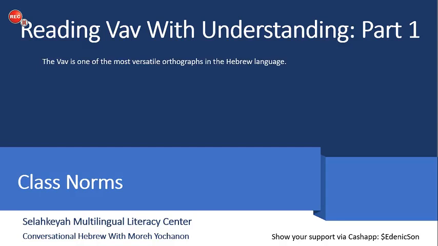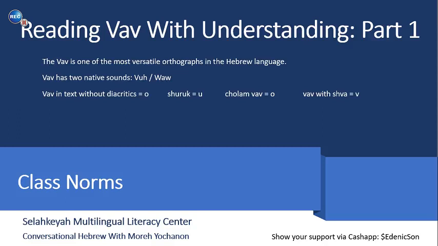Some class norms. The Vav is one of the most versatile orthographs in the Hebrew language. Vav has two native sounds, which is the V sound, the V, and the W sound, which is W. V and W. Okay?